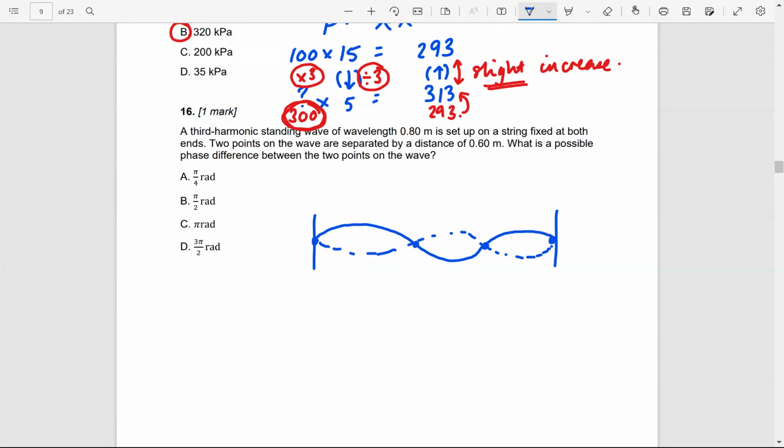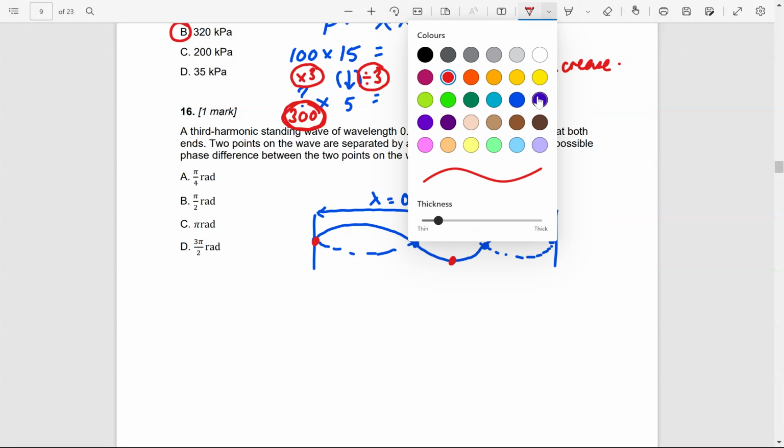So we have a wavelength of 0.80. So the wavelength is 0.80, and we're looking at 2 points on the wave that are 0.06 apart. So let's take that node and this point here. What is a possible phase difference between the 2 points on the wave?